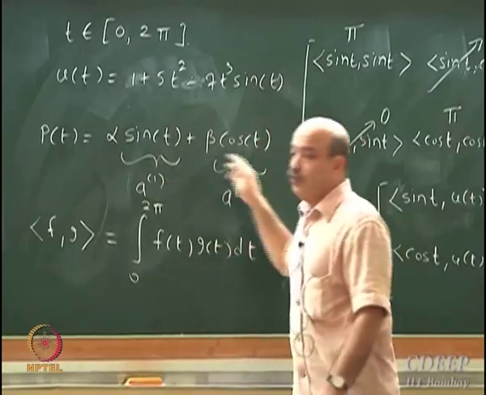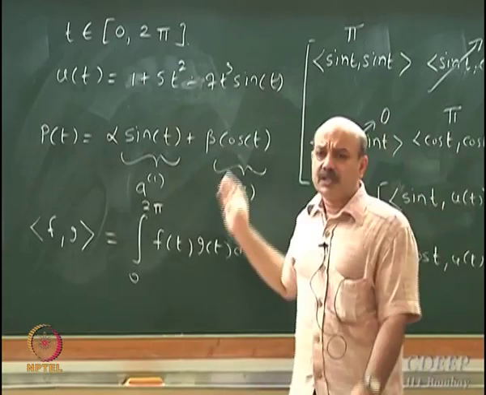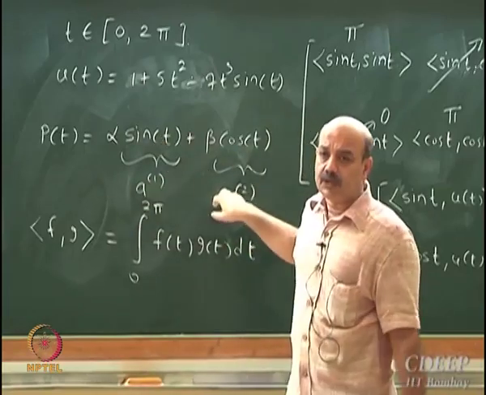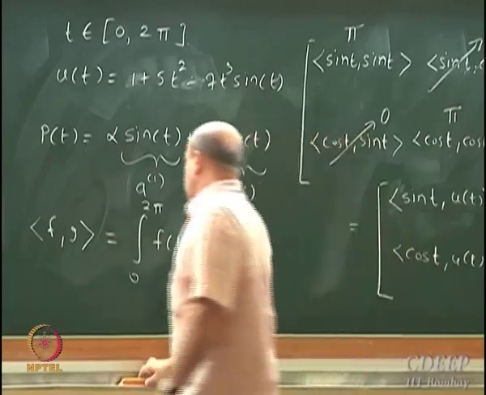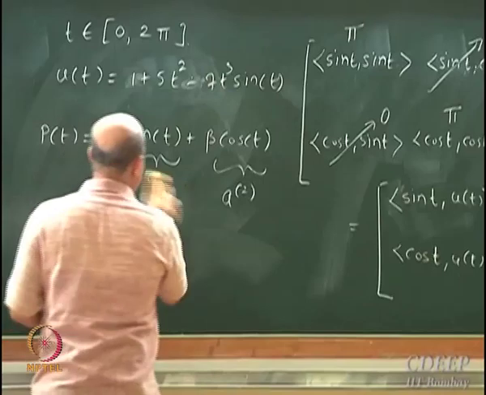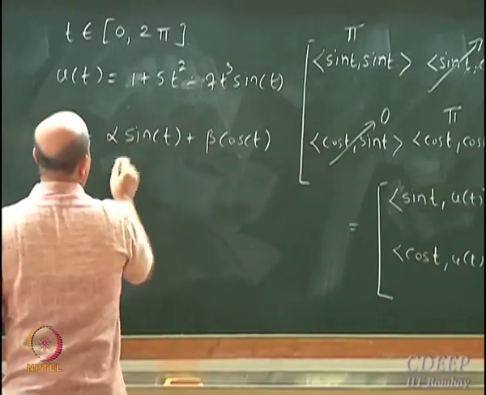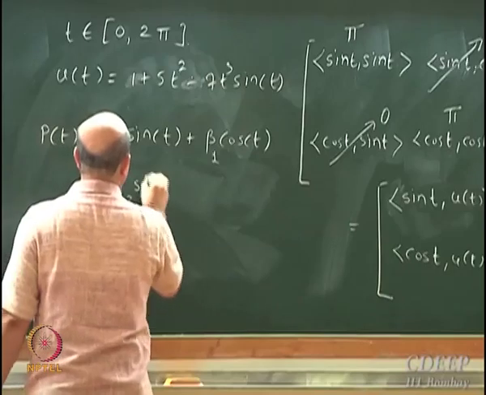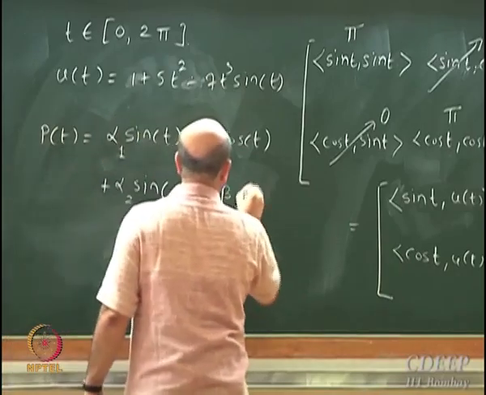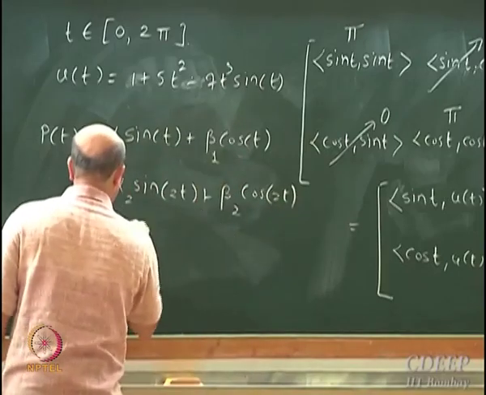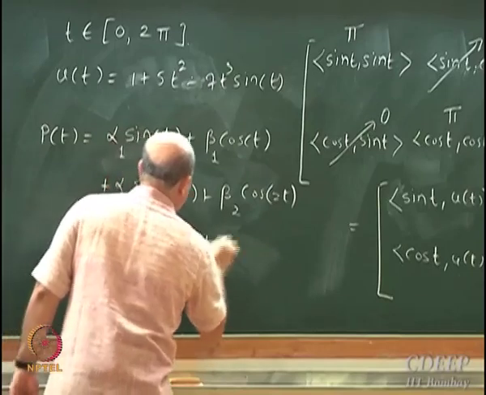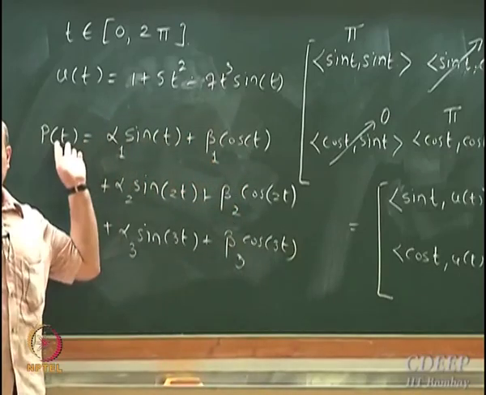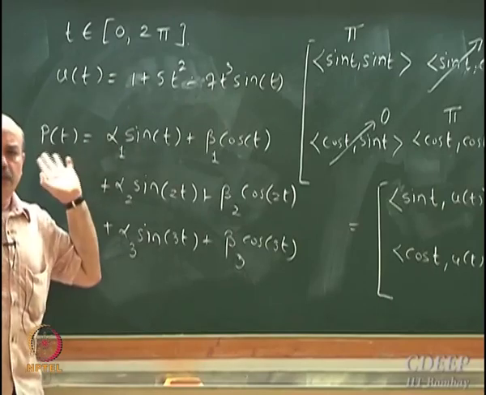If here I have included only two basis vectors, somebody might say just using two is not sufficient. You want to use four. In which case I would use sine t, cos t, sine 2t, cos 2t, and so on. The approximation could become more and more complex if you want. So I can have alpha 1 sine t plus beta 1 cos t plus alpha 2 sine 2t plus beta 2 cos 2t plus alpha 3 sine 3t plus beta 3 cos 3t. Let's say I want to develop an approximation like this to this problem. How will you do it?